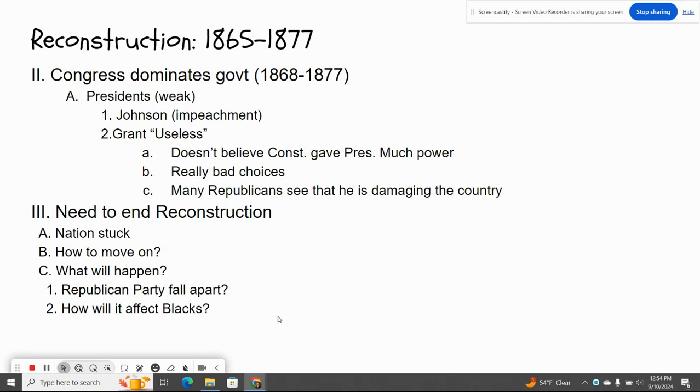All of this tied into the fact that Reconstruction just had to end. It was no longer doing what it was supposed to. The country was stagnating. We weren't moving at all, not economically, not socially, not culturally. There was nothing there that was advancing America and making us a better place. But how do you move on? How do you put this behind us and open up a new chapter?